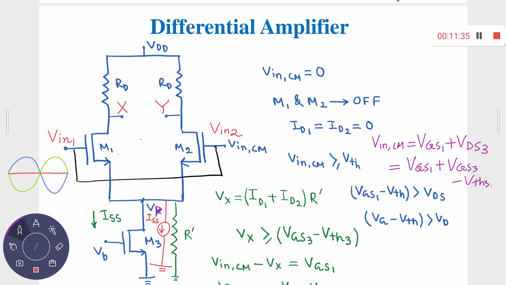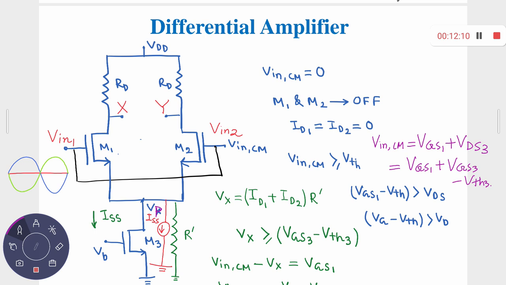Is it okay? So therefore, when VNCM exceeds this value, VGS1 plus VGS3 minus VTH3, then you expect that obviously the M1, M2, M3, all of these three transistors will be in the saturation region. So that is the minimum value for this input common mode level. Right?